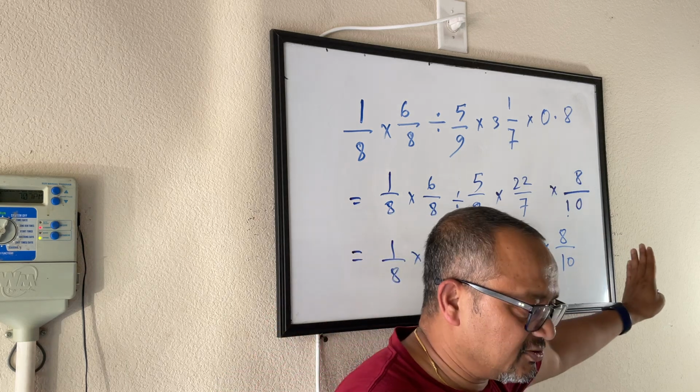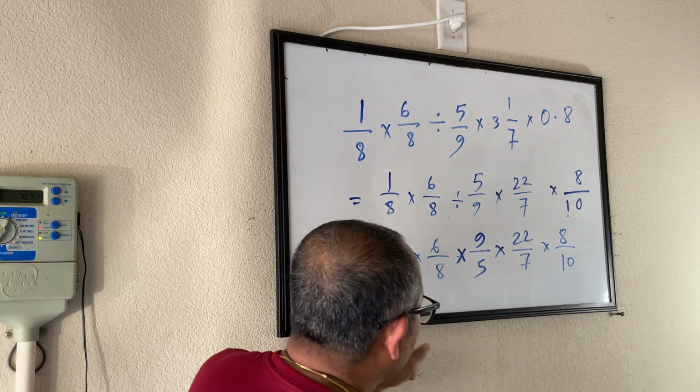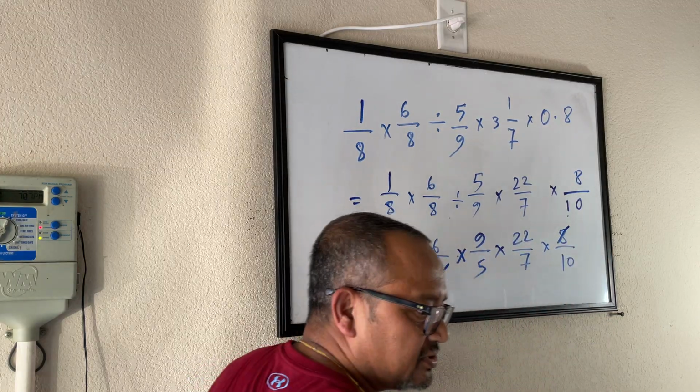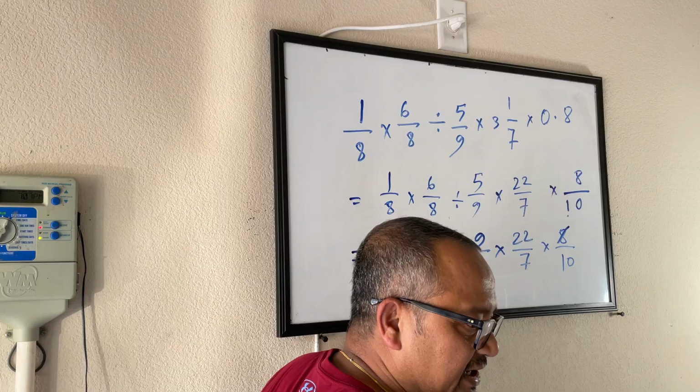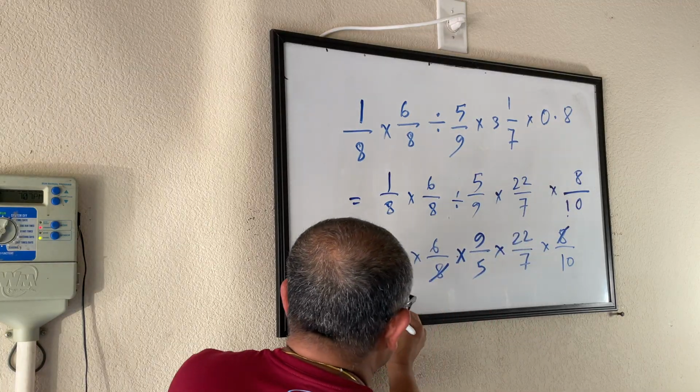Everything is multiplication now. Now a chance, an opportunity for us to play. See, you have 8 here, 8 here, tic-tac-toe. Why do you want to multiply and again divide? Then you have, okay, now let's look at it. What are we left with?